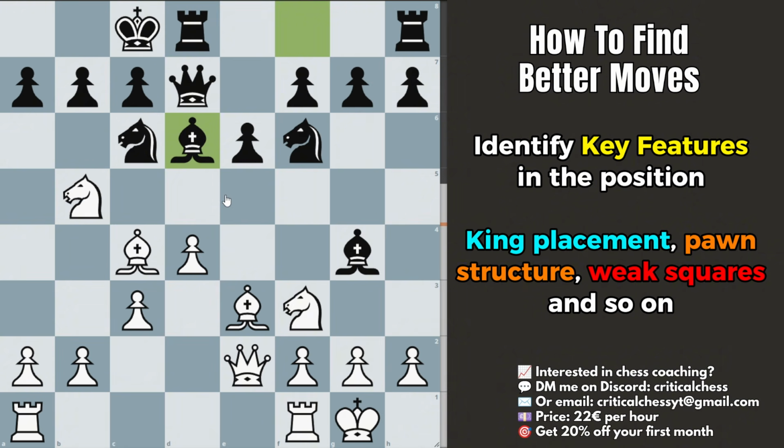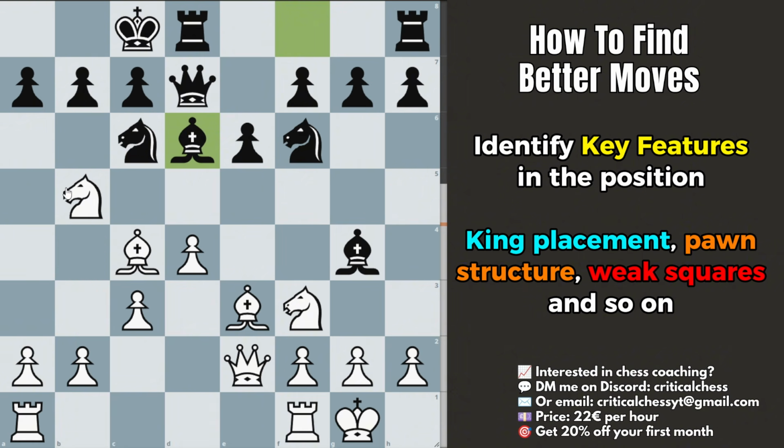Where are the kings at? Where are the pieces at? And the first thing that should come to your mind is the fact that the kings are castled on opposite sides. So the white king is castled on the king side, black king is castled on the queen side. So what do we know about these positions in opposite side castling? We need to start a pawn storm and we need to start attacking our opponent's king.